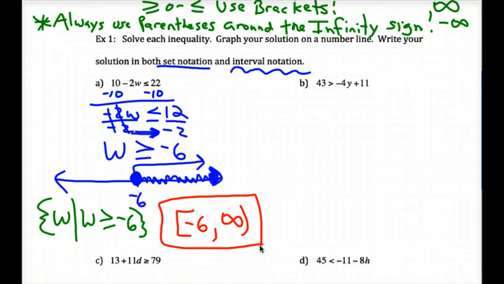That's interval notation. The first one's set notation. So, guys, you've got 4 things to do for every problem: solve it, graph it, set notation, interval notation. It goes from -6 to infinity, and it includes -6 because I put a bracket. If it didn't include -6, we'd put a parenthesis. If it were an open circle, it'd be a parenthesis.